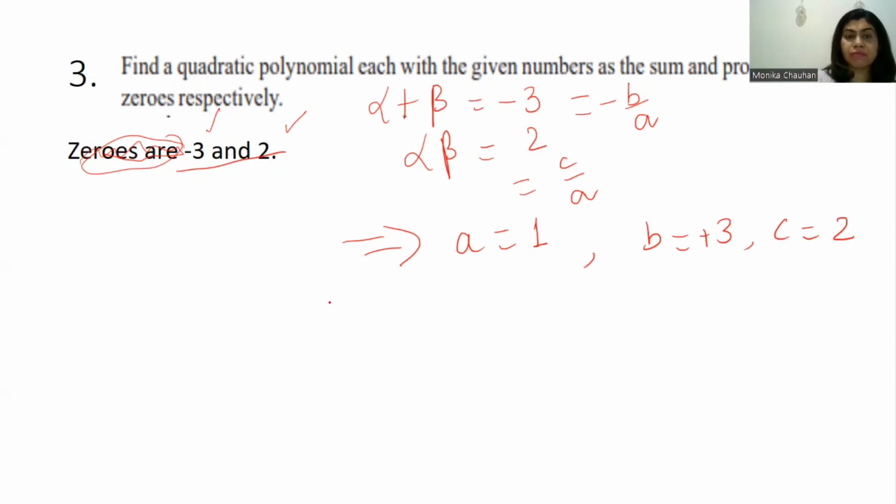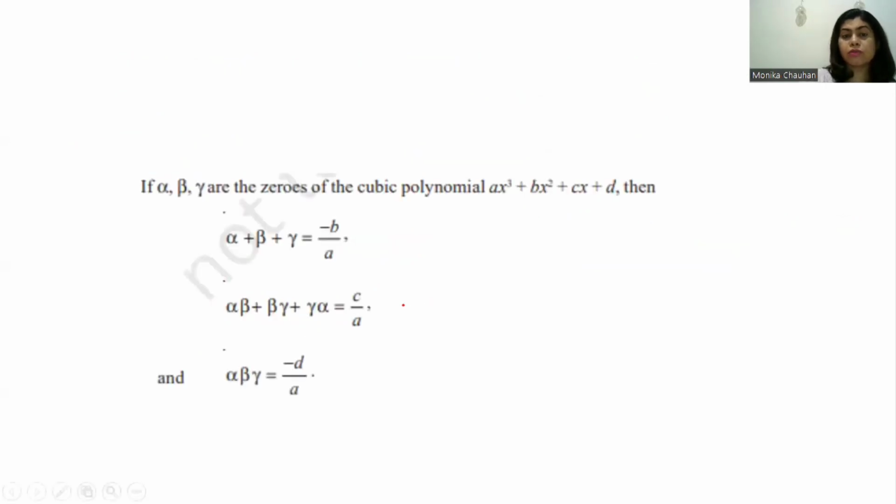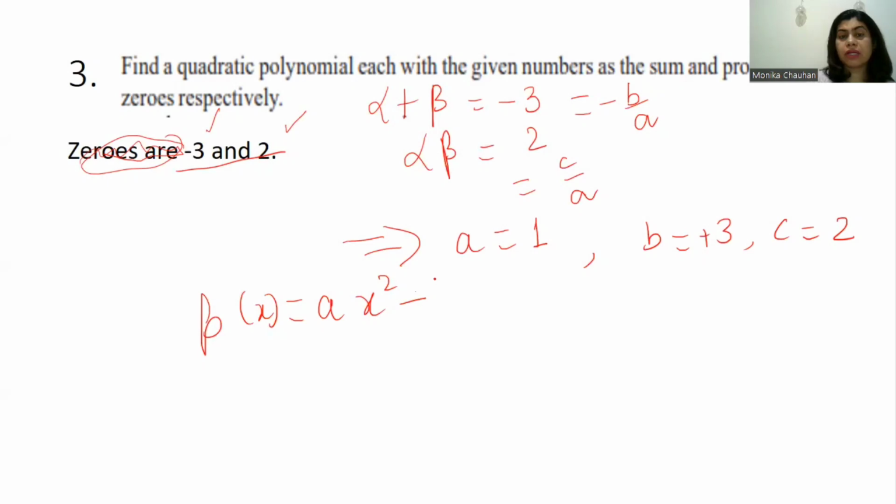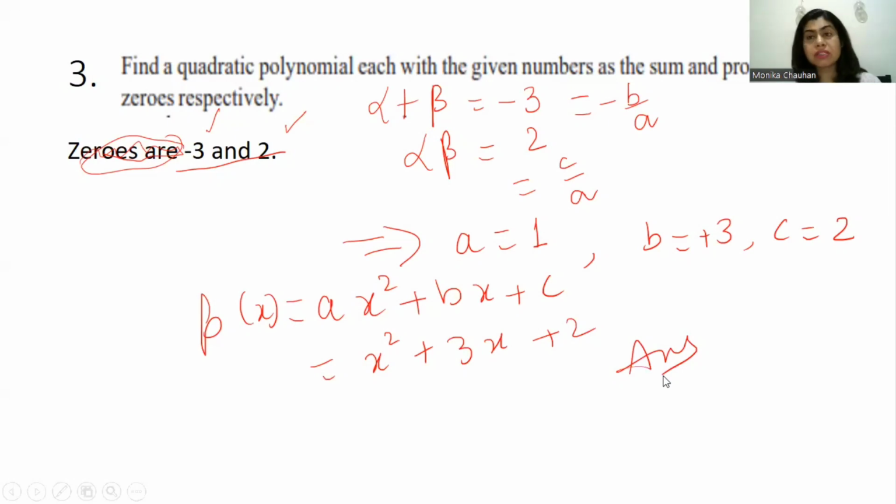Now, if I have to frame my general polynomial in this form, p(x) is equal to ax square plus bx plus c. Now, a is 1, so it is x square. What is b? 3, x, and what is c? 2. So this is my answer, as easy as that. So that means if you know the relationship, you can easily find out.